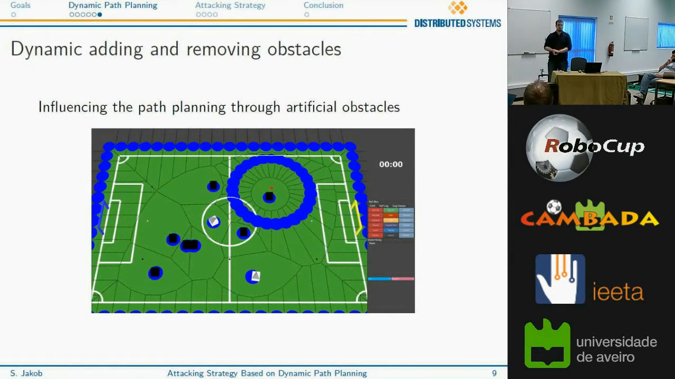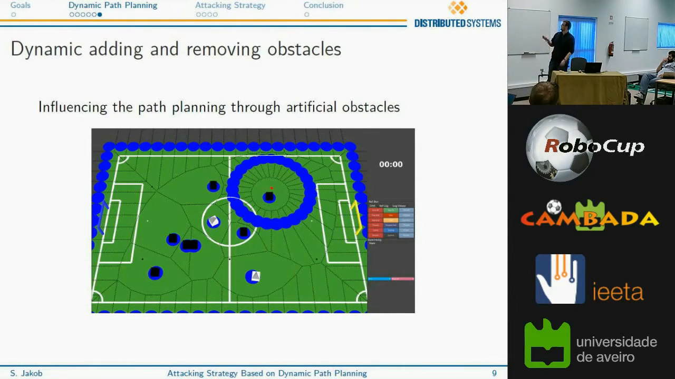Another feature of the path planning is the dynamic adding and removal of obstacles. As you can see here, we can block parts of the field with artificial obstacles to ensure that we stick to the rules in several situations.